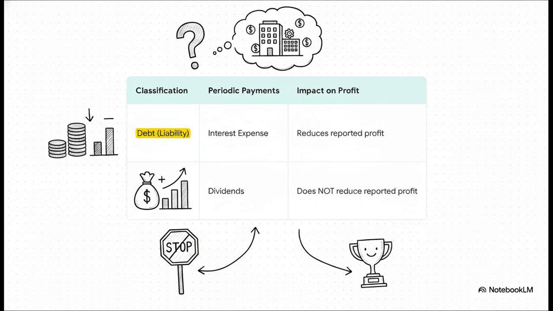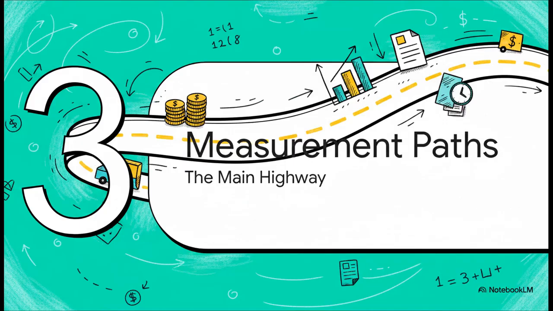This decision matters a lot. Why? Because it flows directly to the bottom line. Payments on debt are an interest expense, and that reduces a company's profit. But payments to equity holders, dividends, don't. That is a massive difference that can affect everything from how investors see the company to how much executives get in their bonuses. All right, let's get on the main highway of our journey.